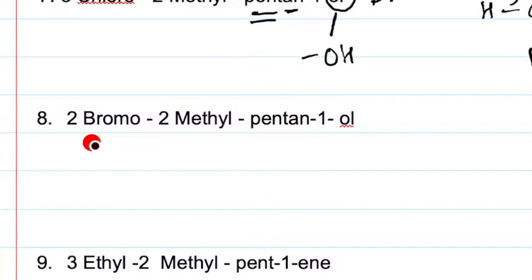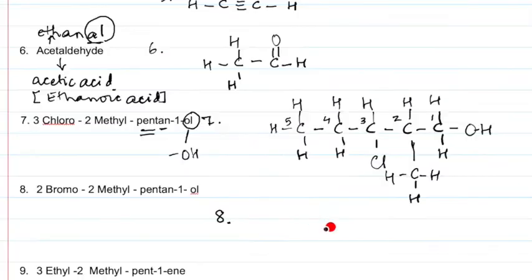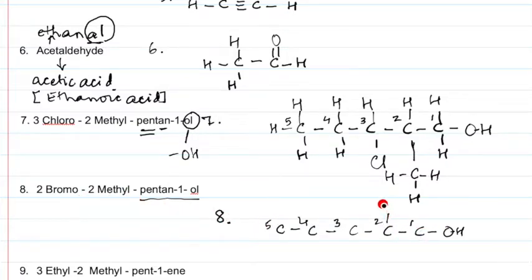The 8th one is 2-bromo-2-methylpentan-1-ol. Now basically pentan-1-ol is exactly the same, so this part will be the same. So quickly let us draw those 5 carbons. And this is your O, single bond H. So this is your first, second, third, fourth and fifth. And 2-bromo, 2-methyl. So for the second carbon, there is bromine here and methyl here.